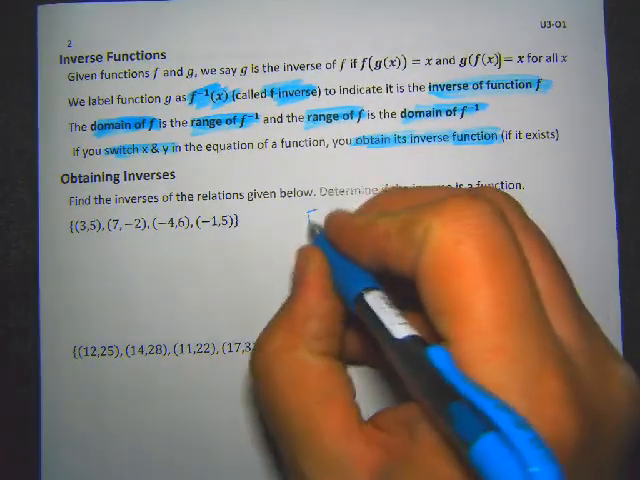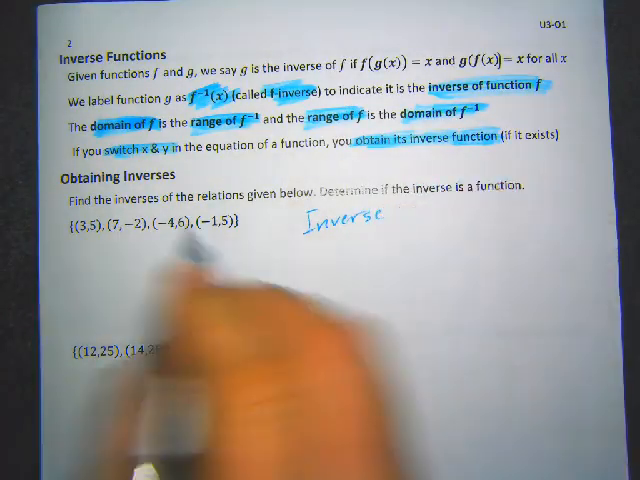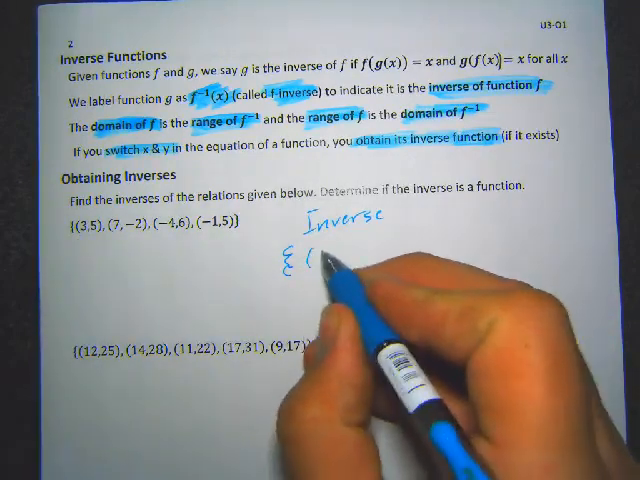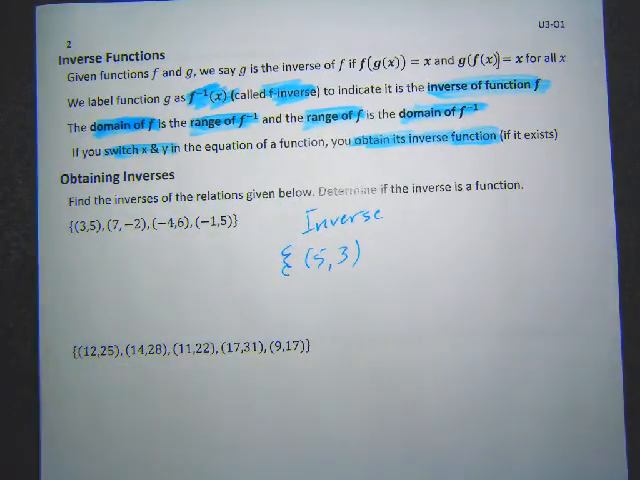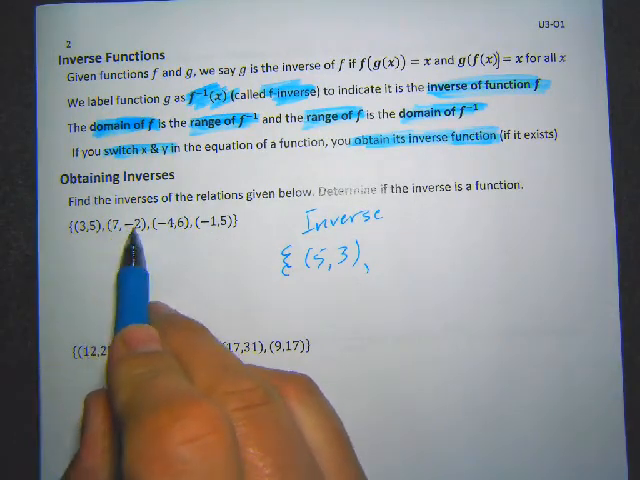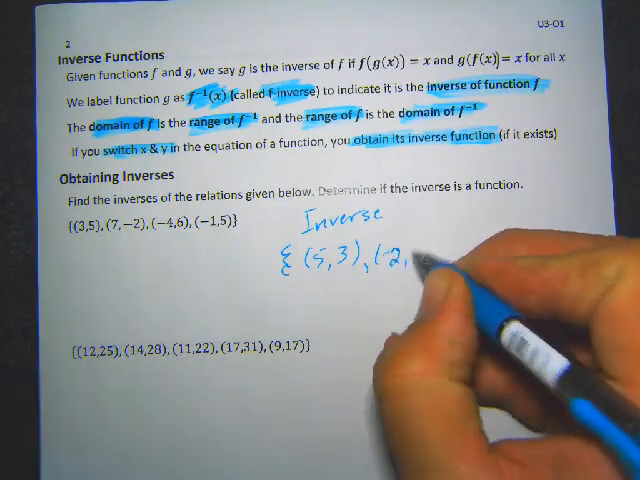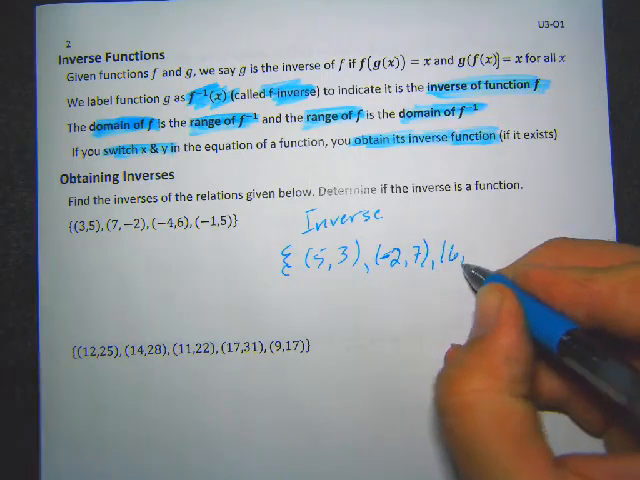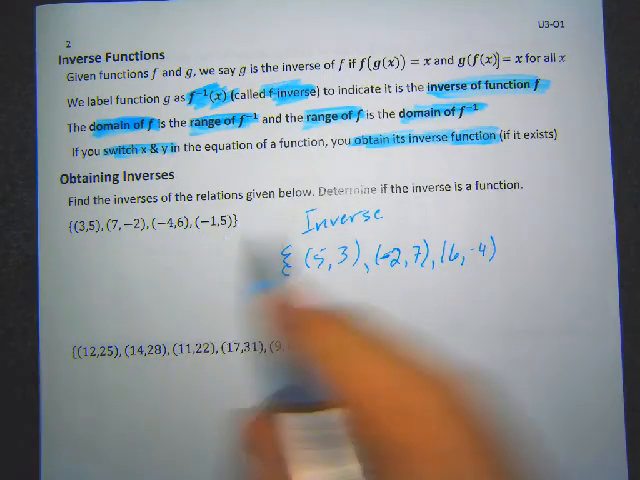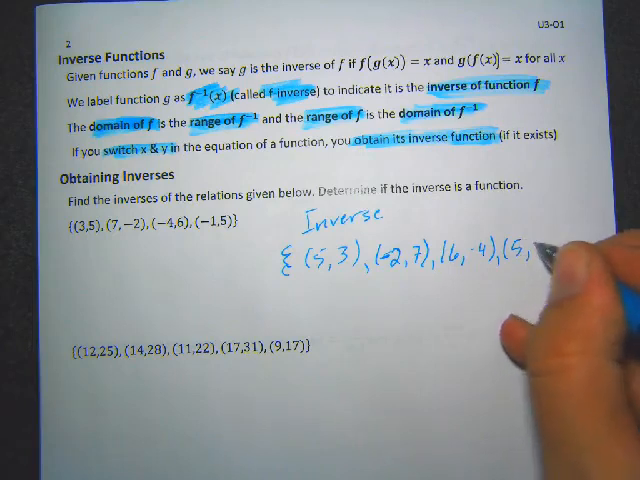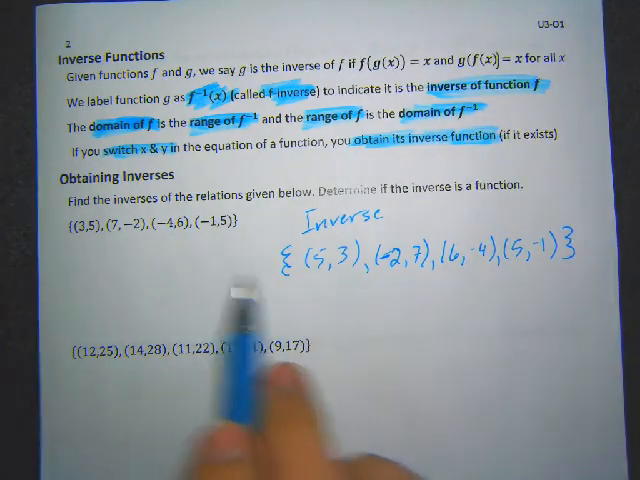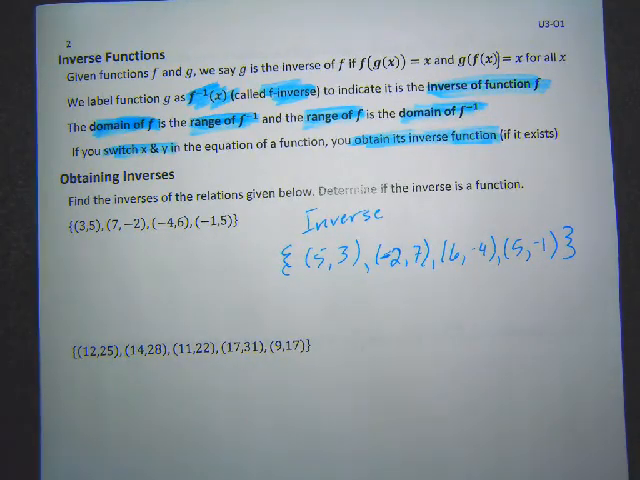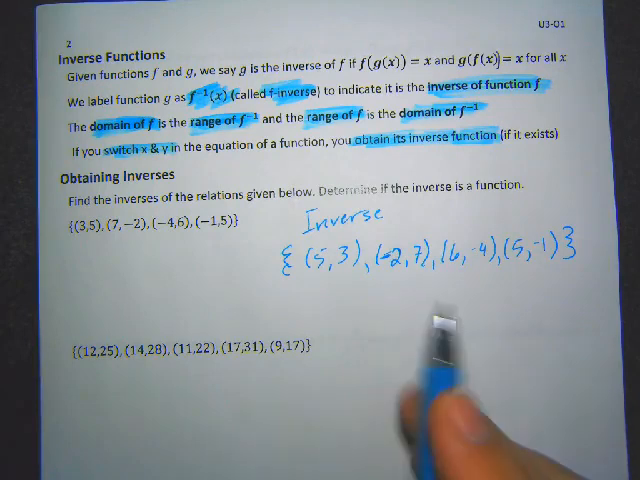To make the inverse function, I'm going to just switch all these x's and y's. The inverse function, instead of going from 3 to 5, is going to go from 5 to 3. I'm going to literally switch the x and y. Instead of going from 7 to -2, it's going to go from -2 to 7. Instead of going from -4 to 6, it's going to go from 6 to -4. And instead of going from -1 to 5, it's going to go from 5 to -1. So by switching the x and the y's, we get the inverse function, and this is the inverse. We do have to be careful to make sure this is a function.